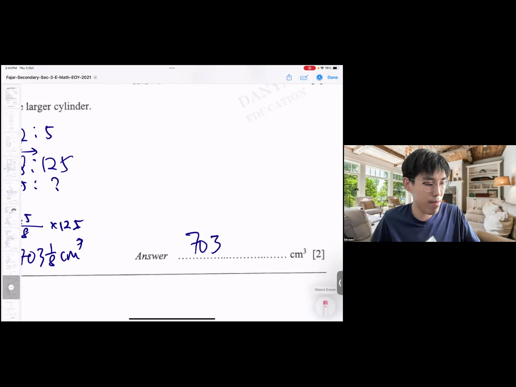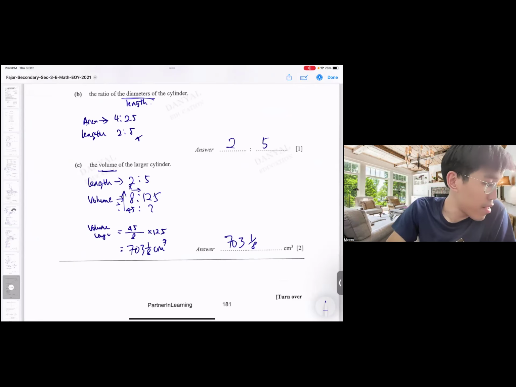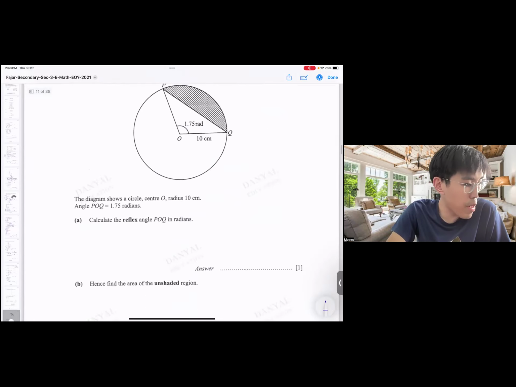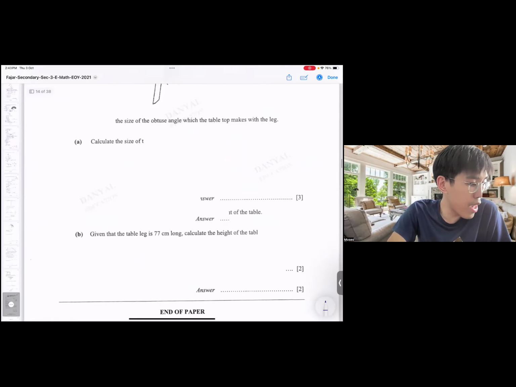That's it. Confirm correct. Can? Super easy. Okay, next. How much more do we have for paper 1? Okay lah, 5 more pages.